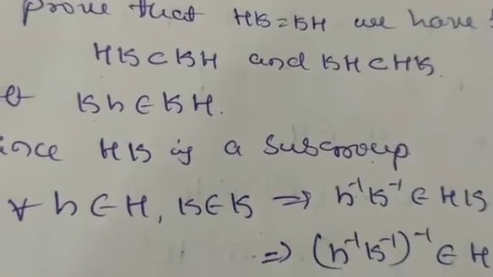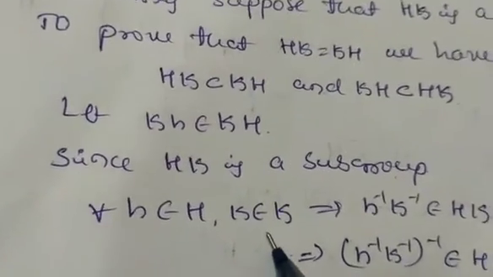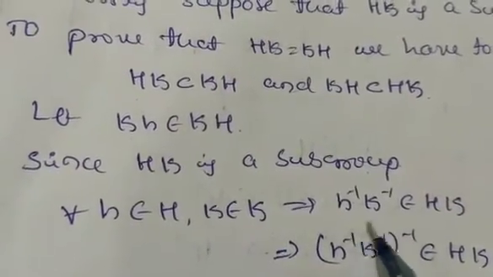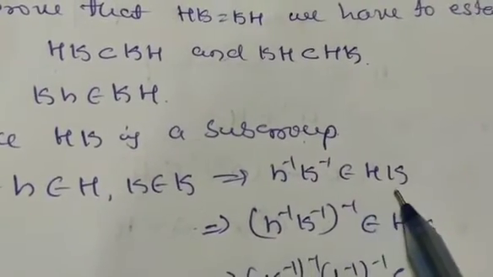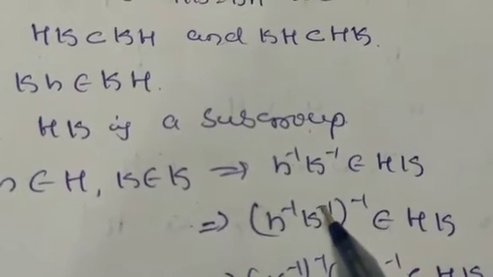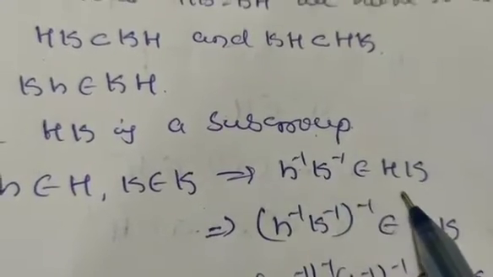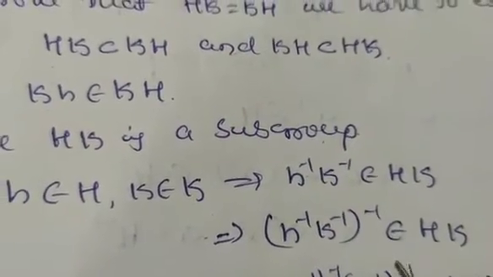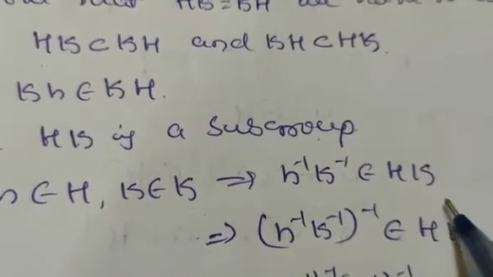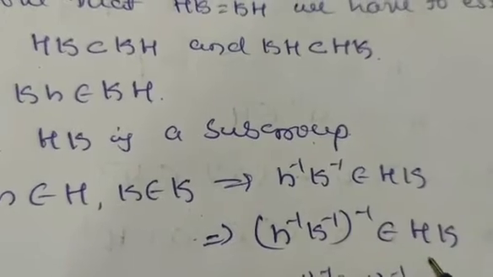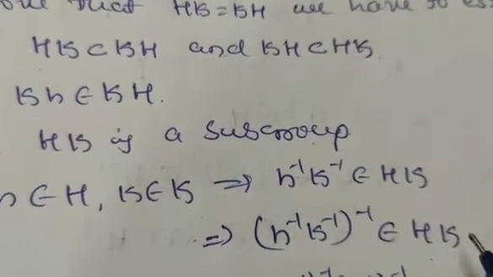If A belongs to H and B belongs to H, then AB inverse belongs to H. So this implies H inverse K inverse also belongs to HK. Then we know if an element belongs to HK, then its inverse also belongs to that subgroup. This is the property of a group. Group and subgroup, both the properties are the same, because a subgroup is also a group only.